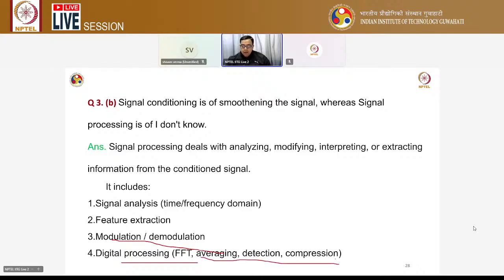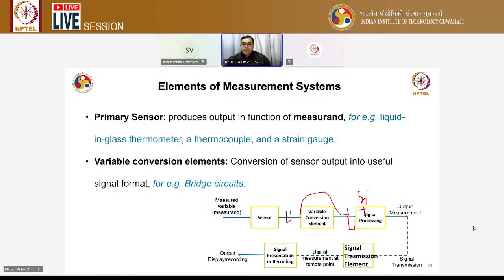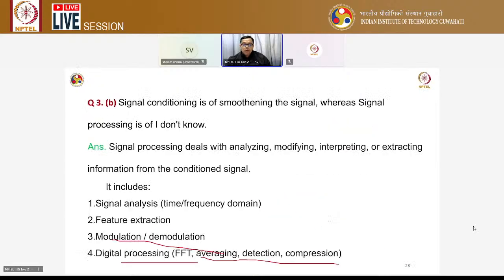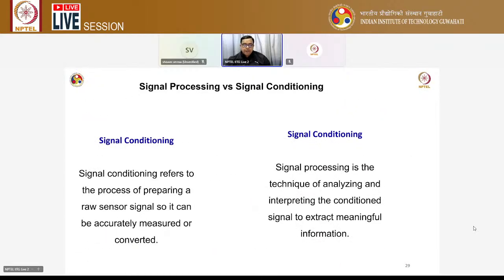However, in this elements of measurement system, since I was showing you in a crude way, I have not included signal conditioning separately, but of course, these steps also include signal conditioning. So if I see the difference between signal conditioning and signal processing, please note that this is signal processing. So this is processing.